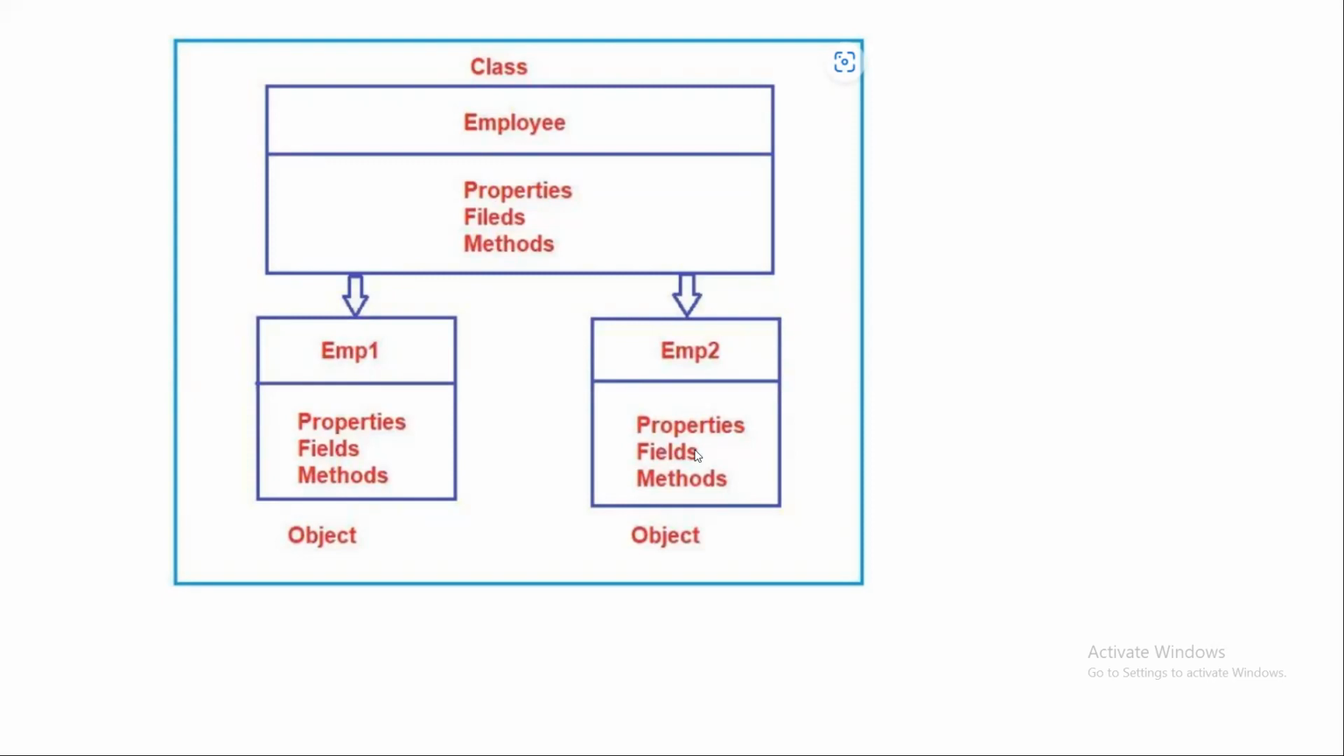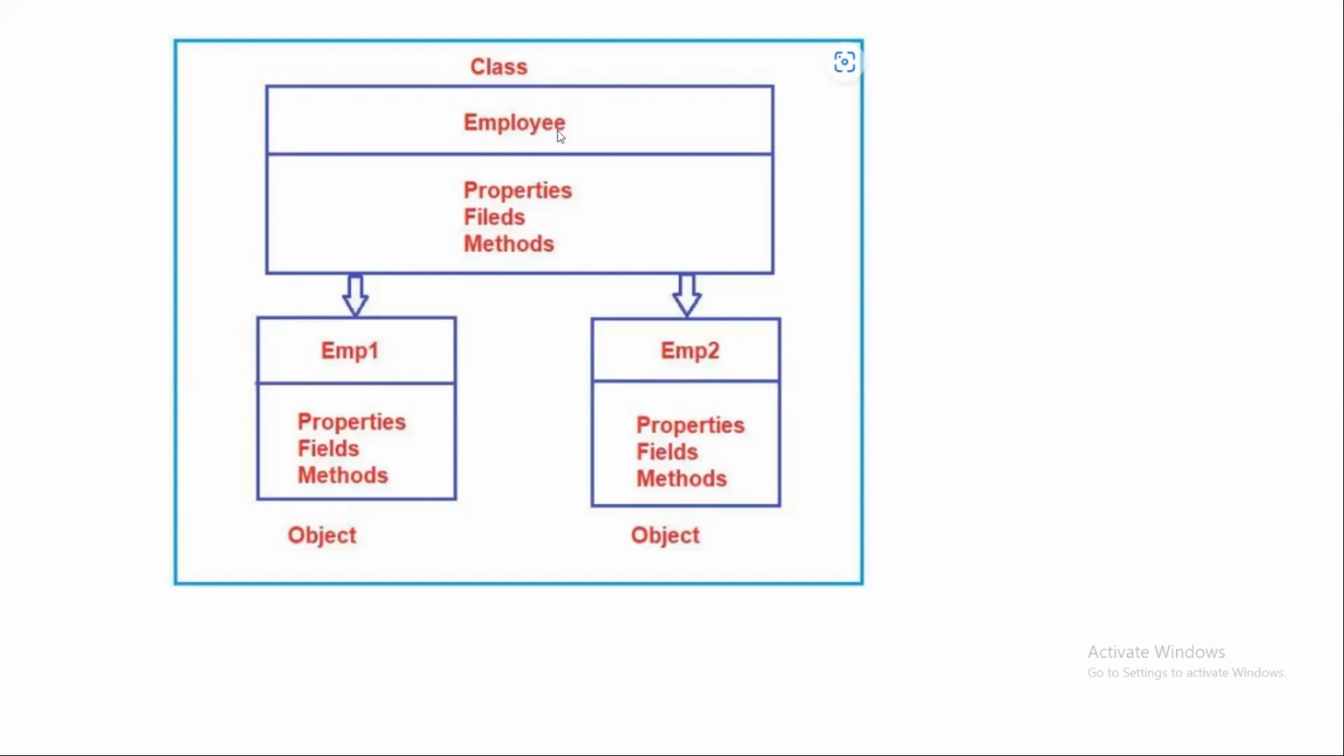emp2. If you want to access the properties for emp1, you have to say emp1 dot the field name or emp1 dot the method name. In the same way for emp2, emp2 dot field or method.